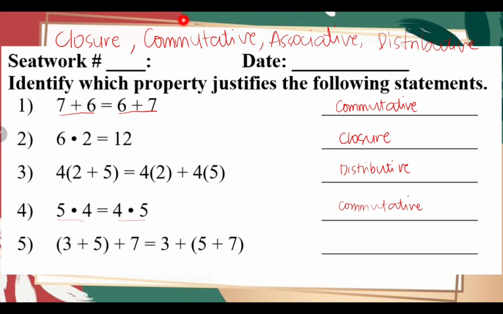Next, we have the quantity of 3 plus 5 plus 7 is equal to 3 plus the quantity of 5 plus 7. So, dito naman, makikita ninyo may parentheses. At ano nangyari dun sa parentheses? Sa loob niya, nagbago yung mga numbers. Ibig sabihin, nagbago yung grouping. So, anong property yan? So, that is associative property.